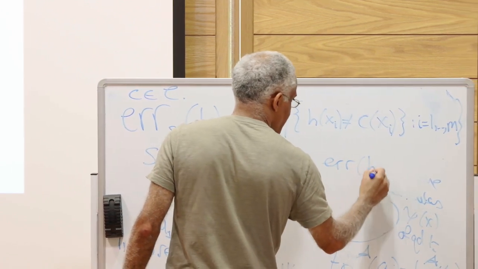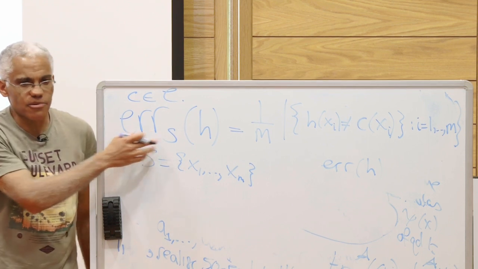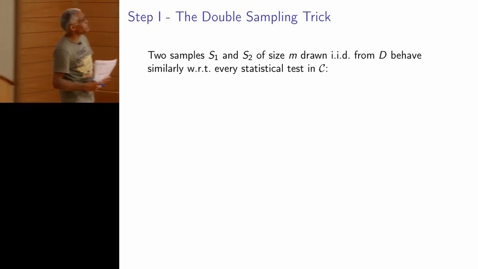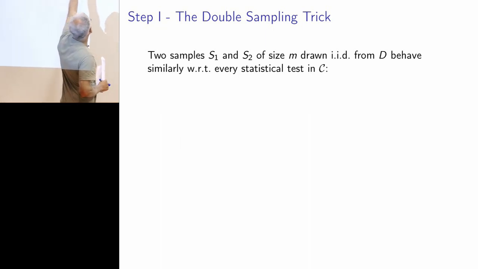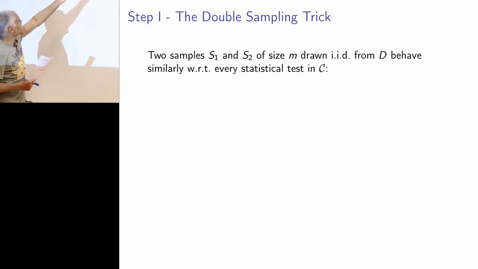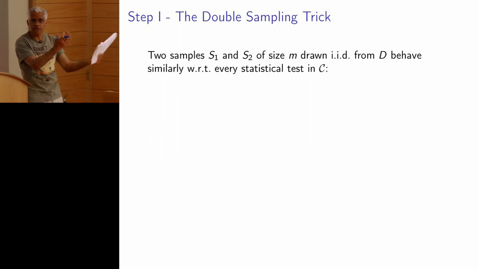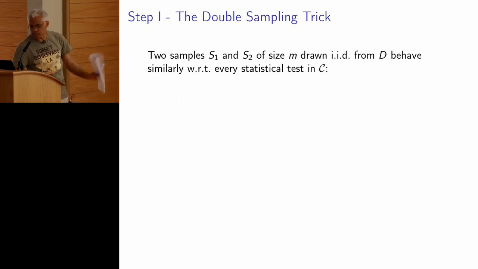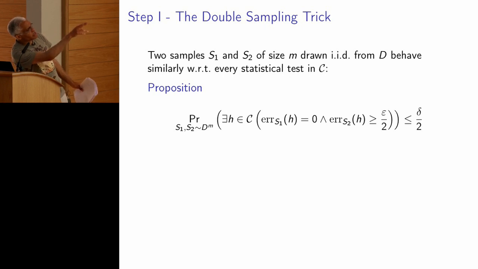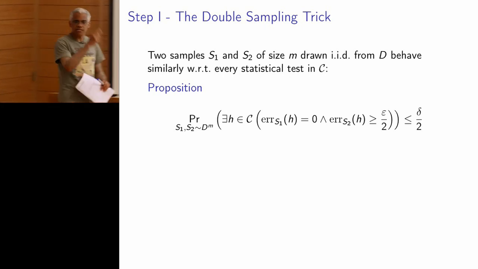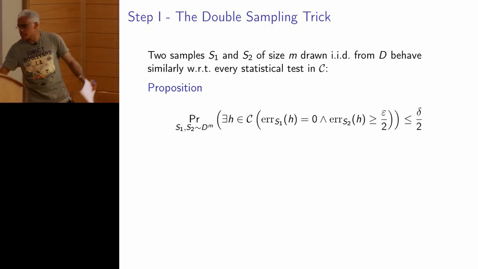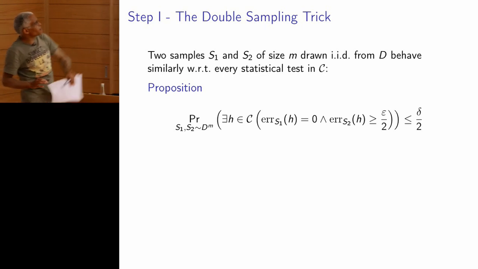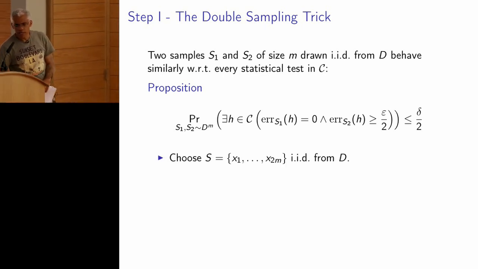So error of h is the true error over the distribution D, and this is the error on the sample. So I look at the sample and I ask, how many labels did you get wrong in the sample as a proportion of the sample? And that's the error. And I'm interested in whether there exists a hypothesis such that the error on the first sample is zero, so the hypothesis is consistent on the first sample, and yet when I look at the second sample, it seems to have a non-trivial error. What is the probability that I draw two samples and there exists a hypothesis with this discrepancy? I want to claim that it's less than delta over 2. The hidden assumption here is that m satisfies the bound from my theorem. My overall theorem says if m is sufficiently large, then I have the desired behavior. So I'm saying if m satisfies this.